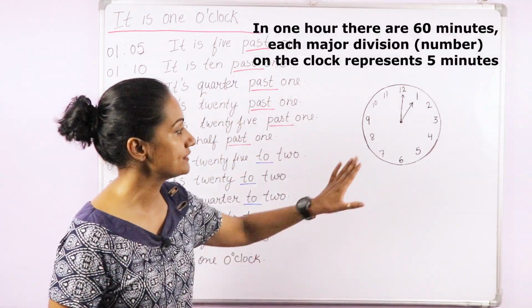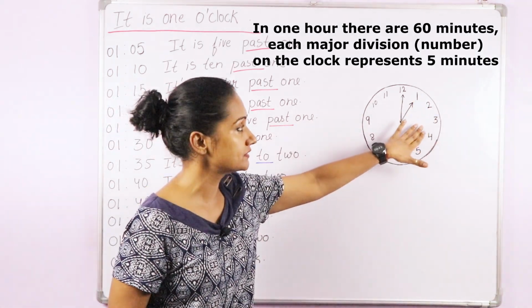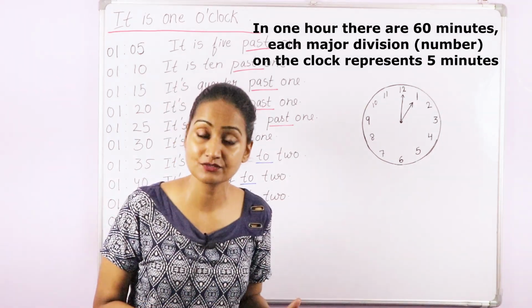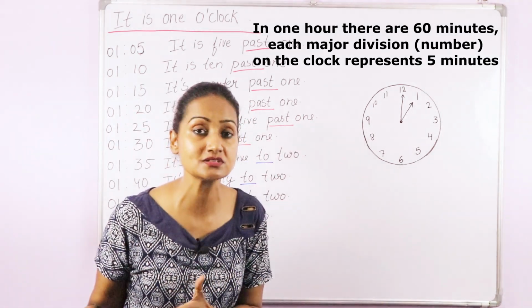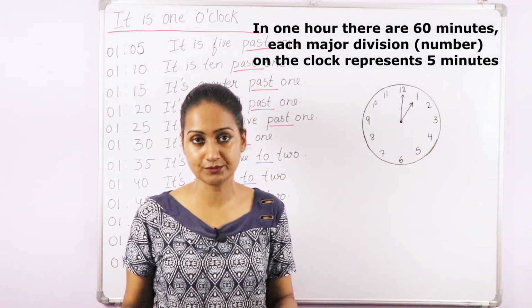Okay, now if the minute hand was somewhere here, here or here, then we would have said something else. We would have used some other expression, not o'clock, because we use o'clock for the exact hour.